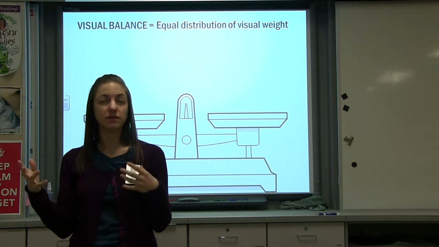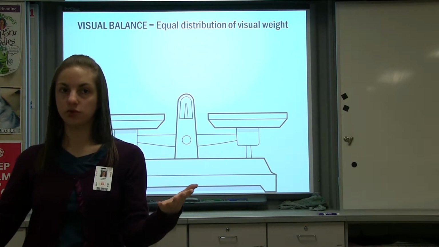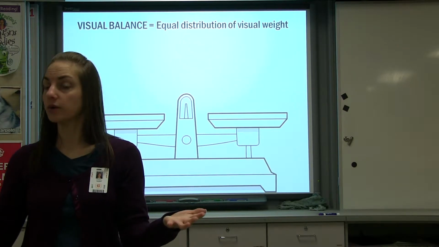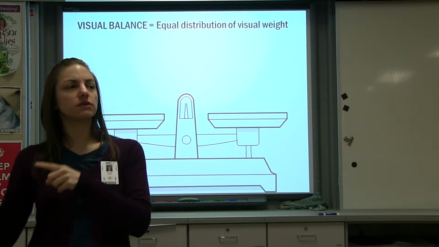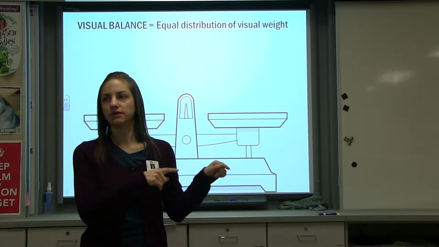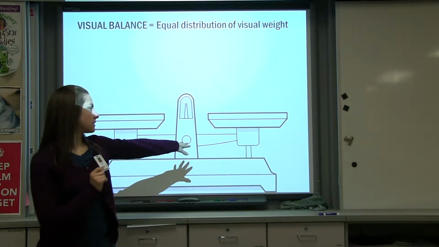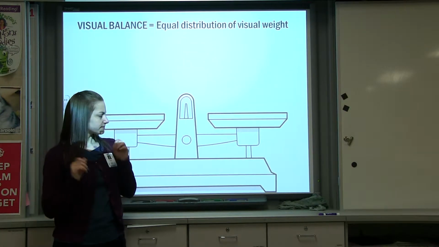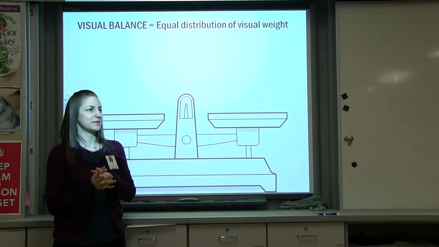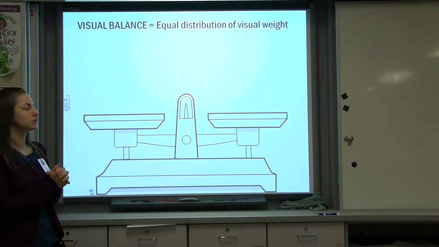Would you agree that if something was the same on both sides, it would be visually balanced? Yes, it would be. Would you also agree that there are other ways to balance something besides having it be exactly the same on both sides? There are. So we're going to use some scientific flavor here to help our explanations a little bit.